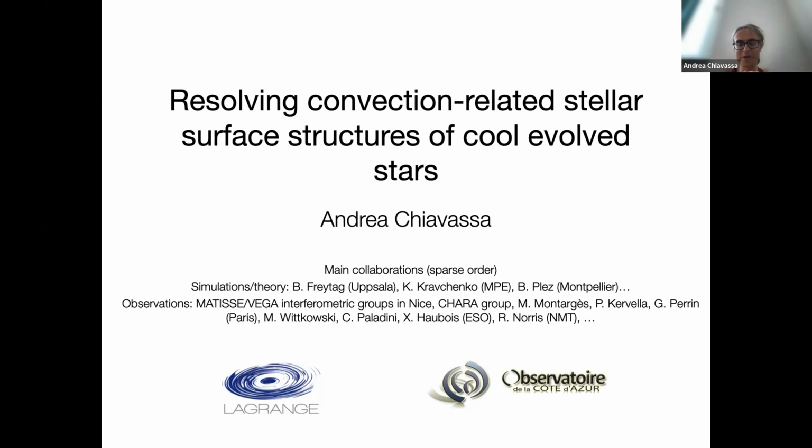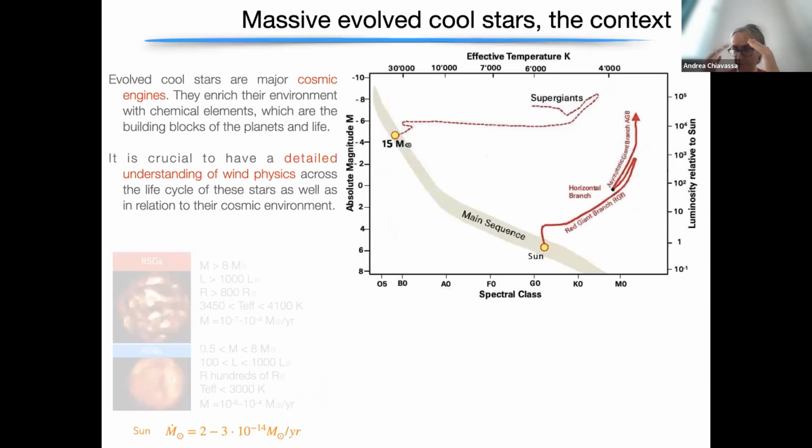Thank you, Susanna. Always great to see this simulation, and I'm very excited to see that. I will introduce the transition, let's say, towards the observation here. Of course, my main collaborator, I just want to say, is Ben Freiter, who is also listening here, but also Caterina Cracento helped me a lot with the things that I will show here, and all the others below. Of course, the Matisse Vega instrument groups in Nice, the Chara group as well, Miguel, Marcus, Claudia, Xavier, Ryan Norris et al., many others.